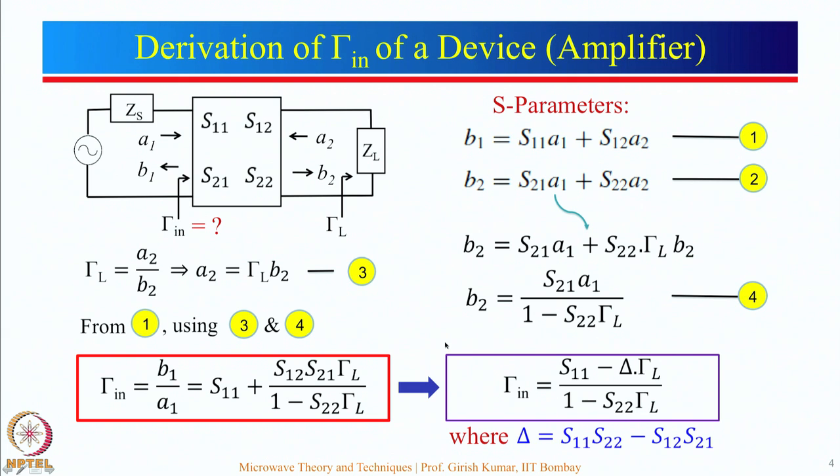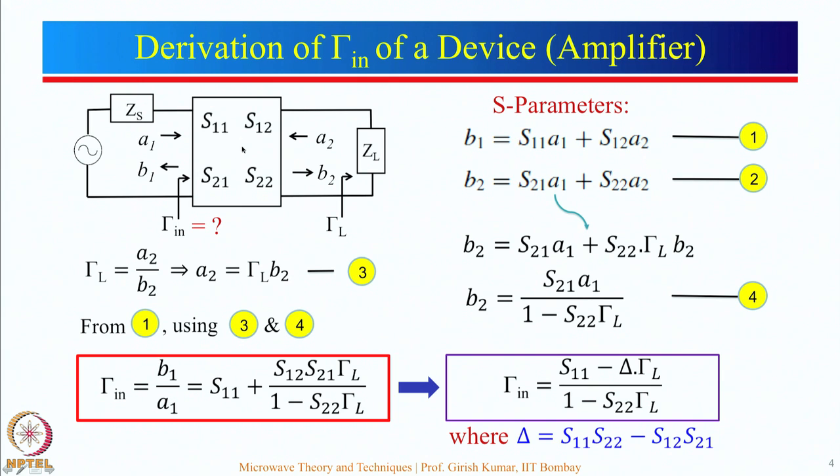So, now what is the purpose of finding gamma in? Actually speaking, the purpose of finding gamma in is that we find what is the value of gamma in after considering all these things here. Then we design an impedance matching network over here, so that maximum power transfer can take place from the source to this particular device. Maximum power transfer will take place when gamma S looking from this side is equal to gamma in conjugate.